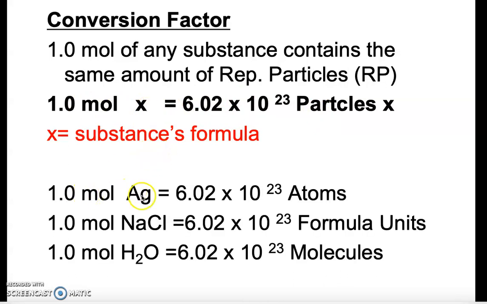So for example, 1 mole of silver equals 6.02 times 10 to the 23rd atoms. 1 mole of NaCl equals 6.02 times 10 to the 23rd formula units. 1 mole of water equals 6.02 times 10 to the 23rd molecules.